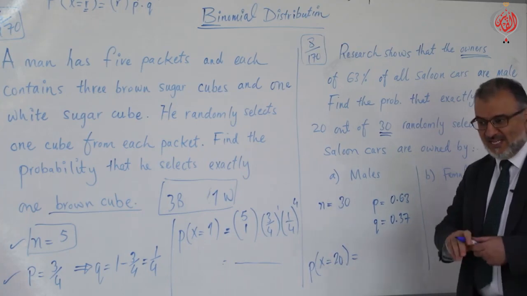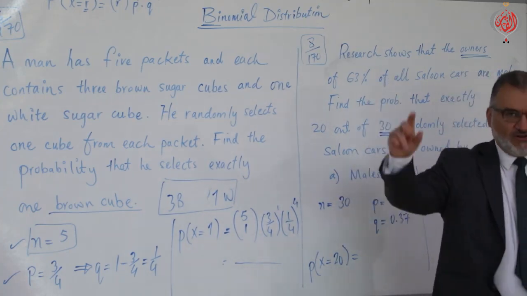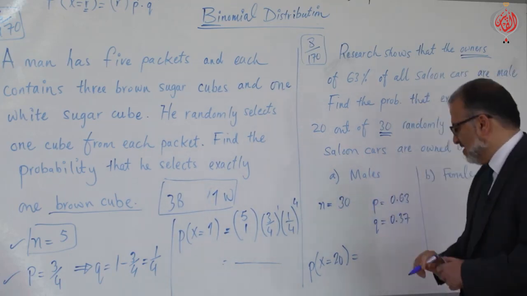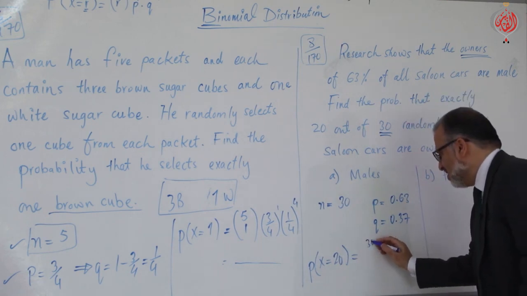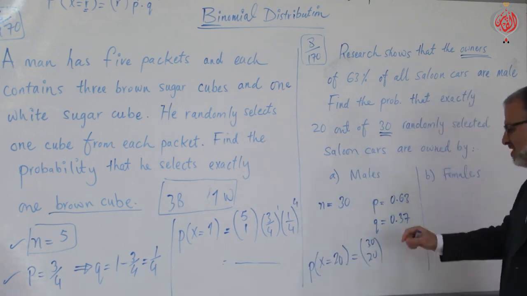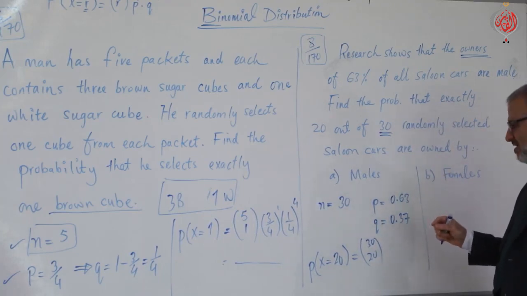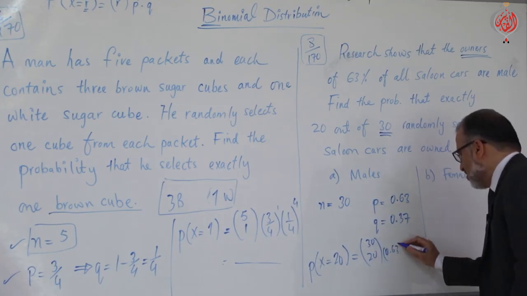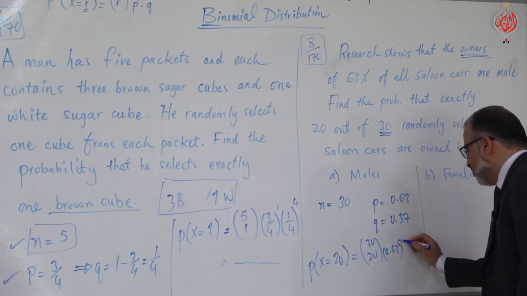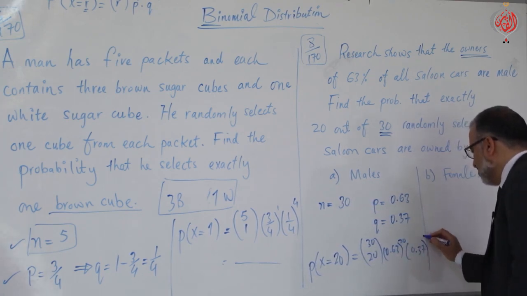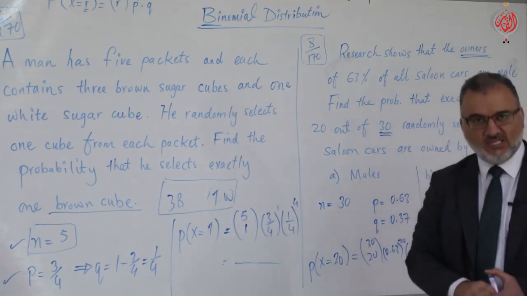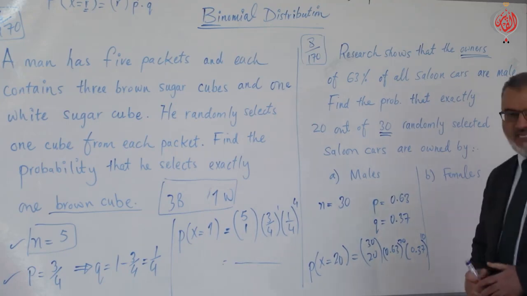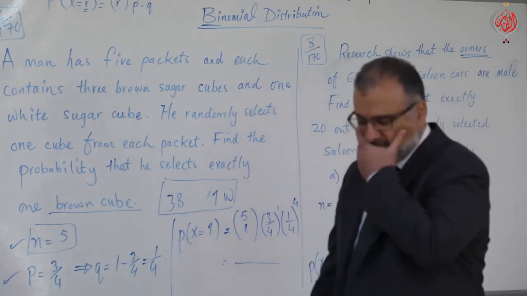If we select 30 salon cars, what is the probability that exactly 20 out of 30 are owned by males? So 20 are males out of 30, and the probability is 0.63 to the power of 20, while here 0.37 to the power of 10. Is it clear? Then by calculator you will find the answer. Okay, fine.